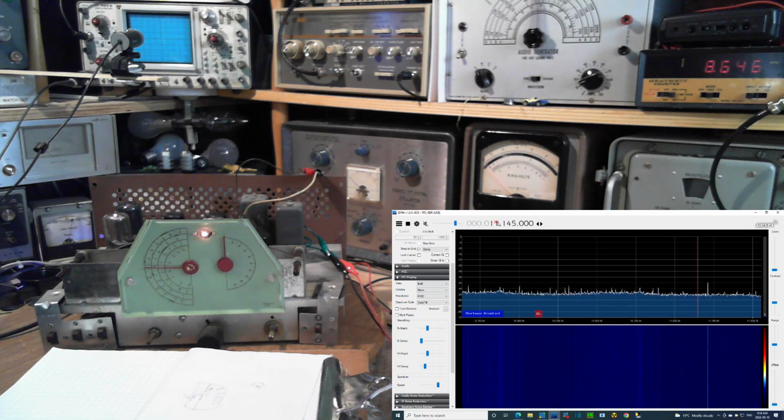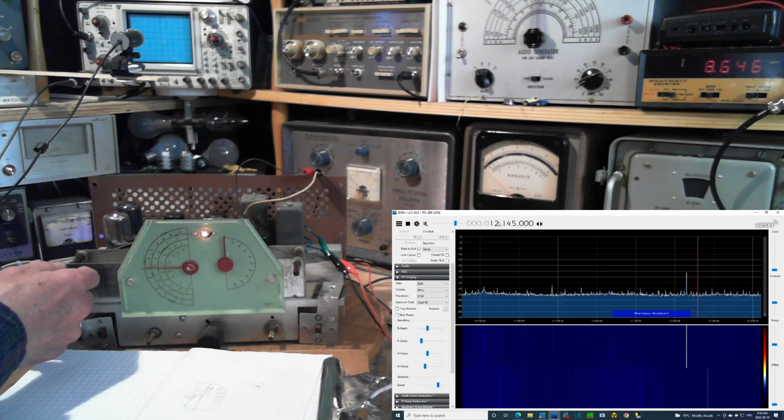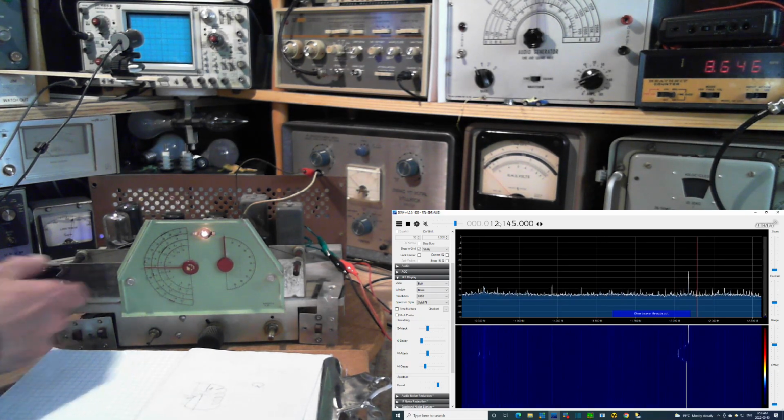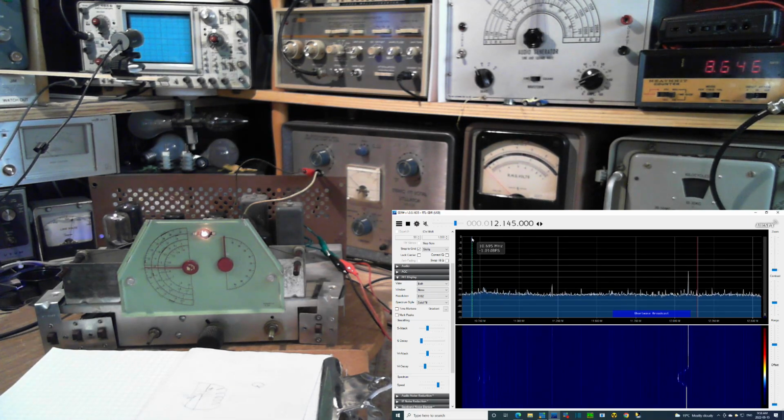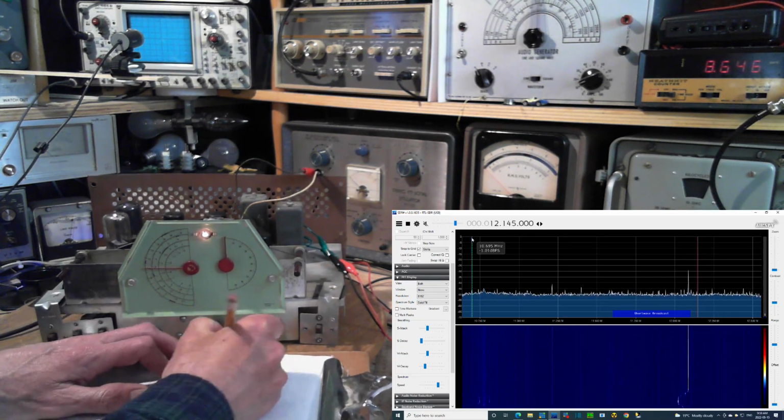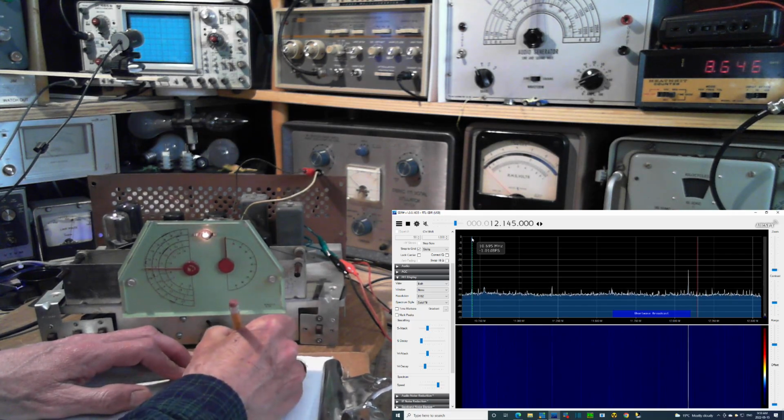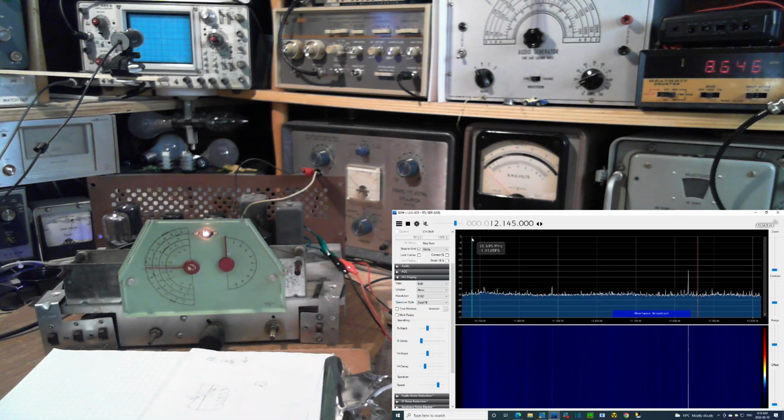And total silence. There it is. So if I tune up, it goes down. $12,145 going down. Okay, let's go up another megahertz and we'll see what we get here. Okay, so this is a new one here. It's stronger. See the color here, yellow?